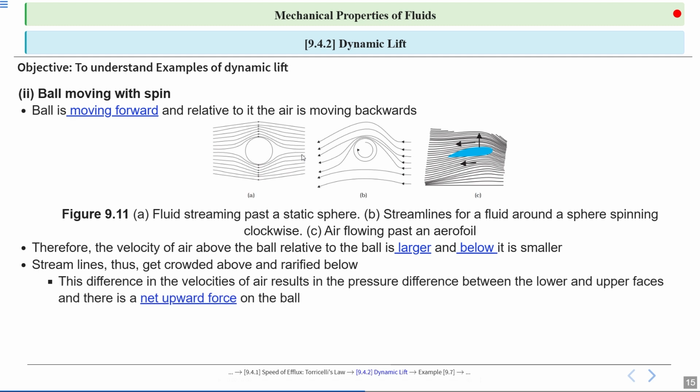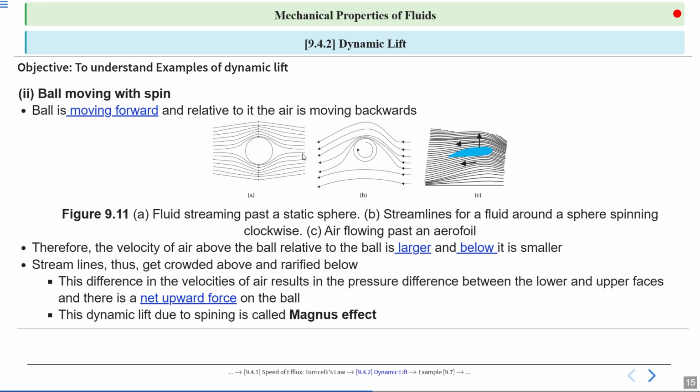So, this difference in the velocity of air results in the pressure difference between the lower and upper faces, and there is a net upward force on the ball. This upward force due to the spinning motion is called the Magnus effect. The Magnus effect explains why spinning balls curve in sports like cricket, football, and tennis. It's a great example of how physics principles apply to real life situations.